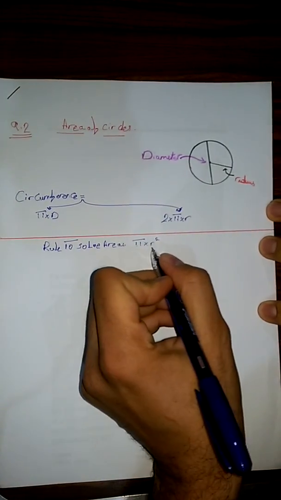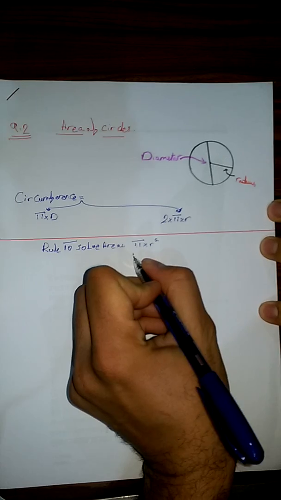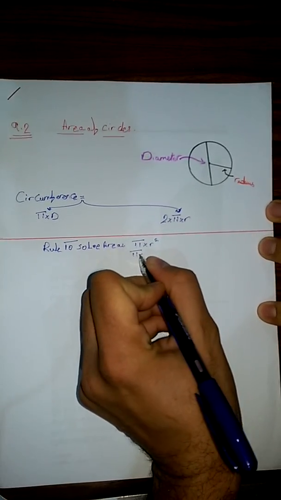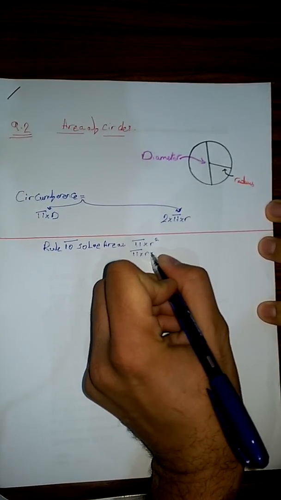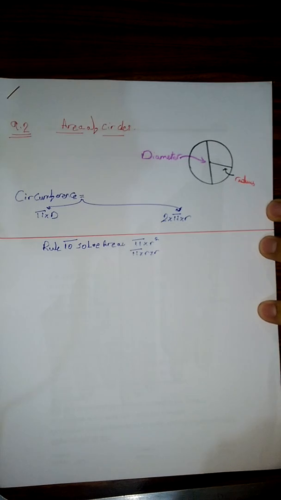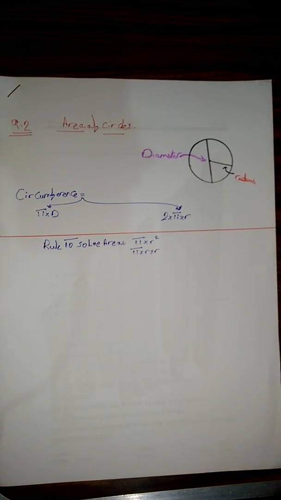What does r to the power of 2 mean? It means pi times r times r. How are we going to solve something like this? Let's have an example.